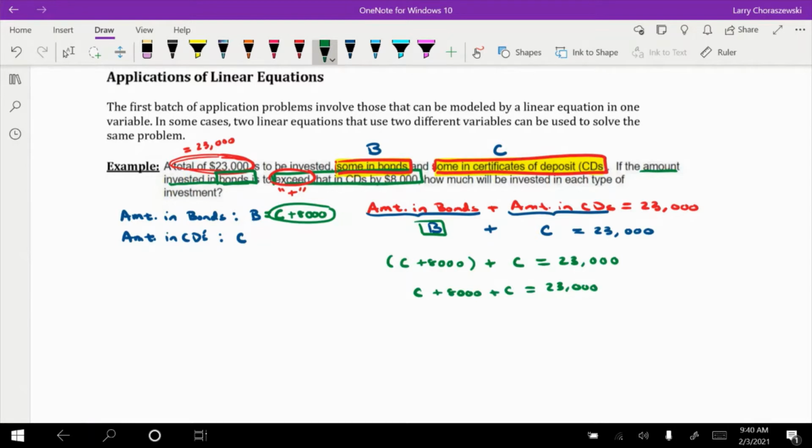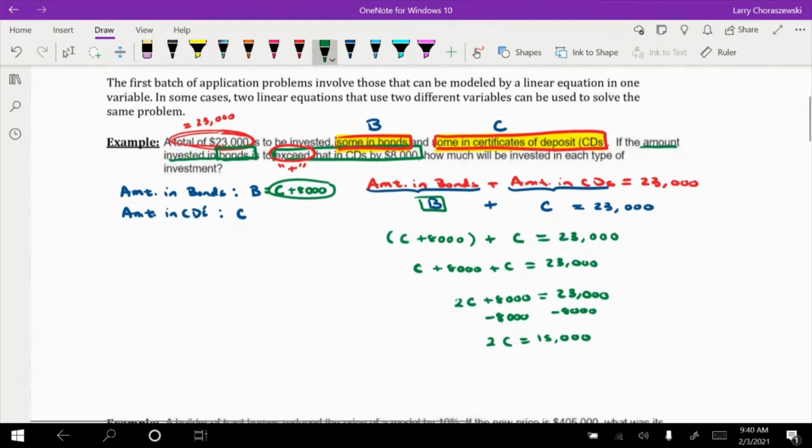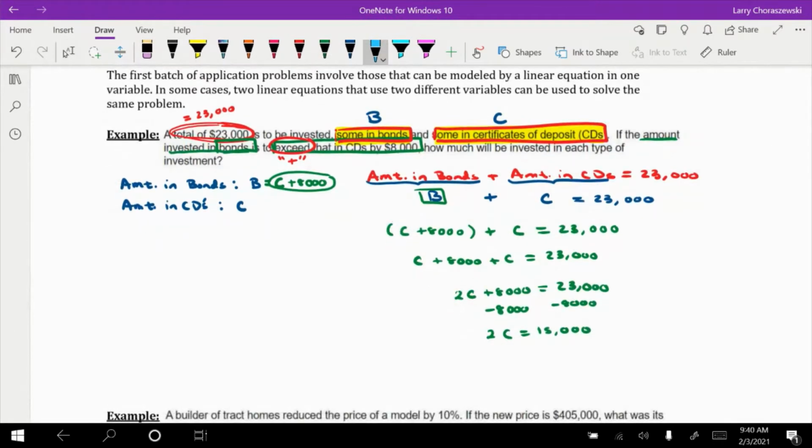This is really a linear equation, and we're using C's instead of X, but the approach would be the same, right? On the left-hand side, you can combine the C's to get 2C plus 8,000. Subtract 8,000 from each side to get 2C is equal to 15,000. What we would do next is divide by 2. And that gives us 7,500.